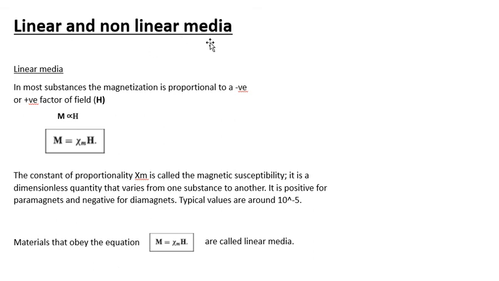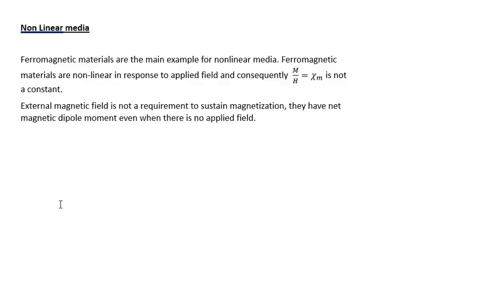Now linear and nonlinear media. In most substances, the magnetization is proportional to the auxiliary field, with a negative or positive factor. Magnetization is proportional to H, and the constant of proportionality is called the magnetic susceptibility. It is a dimensionless quantity that varies from one substance to another, and the materials that obey this equation are called linear media.